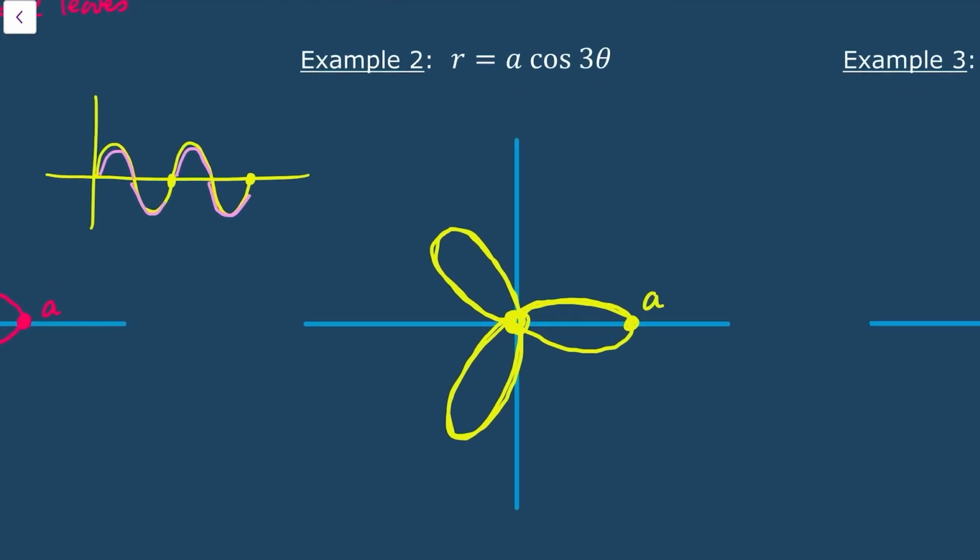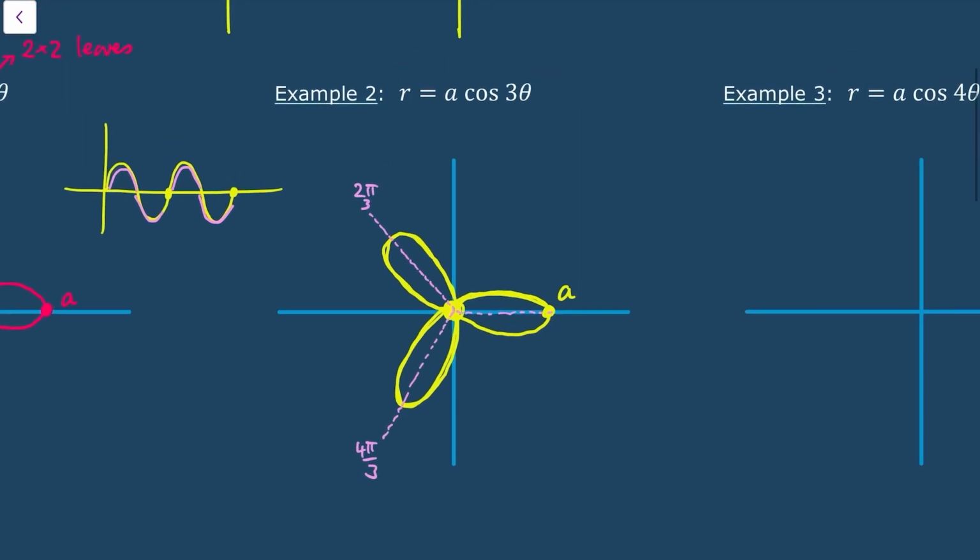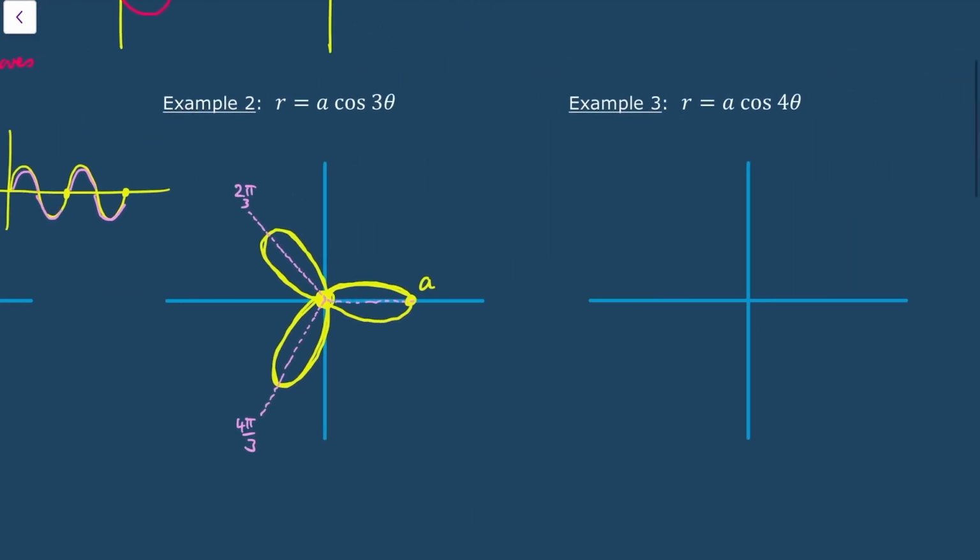And in this case, that's going to be a. And if you're wondering what these angles are here, that's actually going to be the line 2 pi by 3, 120 degrees. And that's going to run through the angle 4 pi by 3. And then obviously I have this here again. So that is r equals a cos 3 theta.